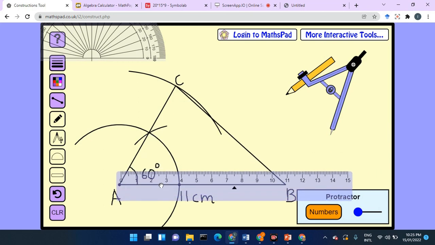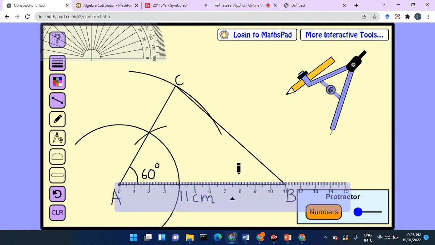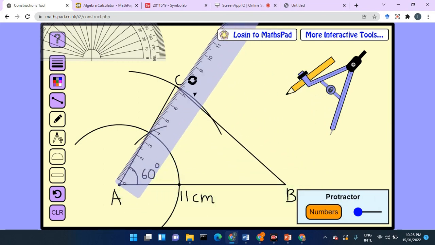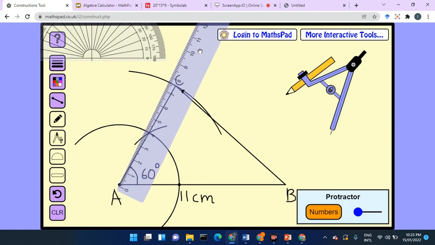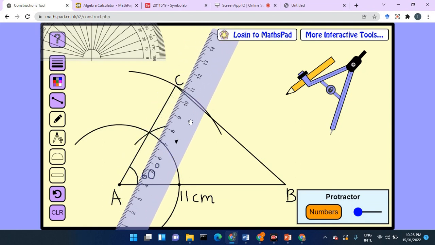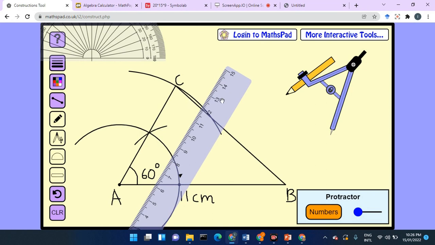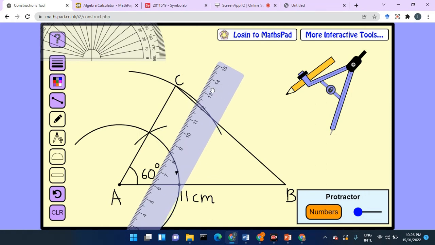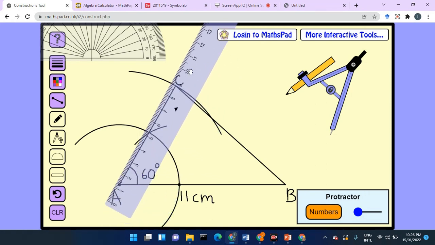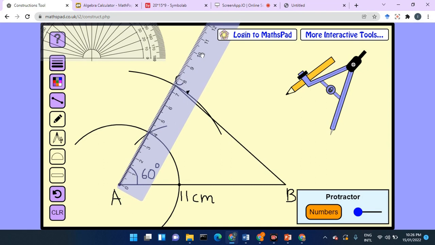Let's measure it and see if we get 7.5. So right there, and let's extend it. 7.5. Let's check and see. Measure it, see if it's 7.5, or at least close to 7.5. What do we have?